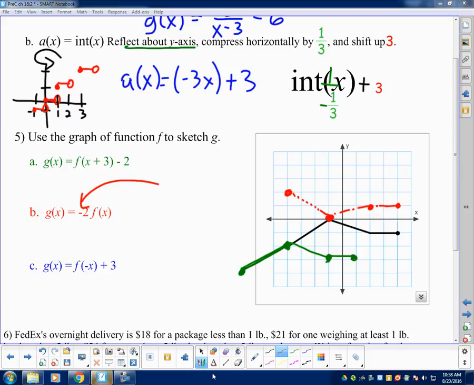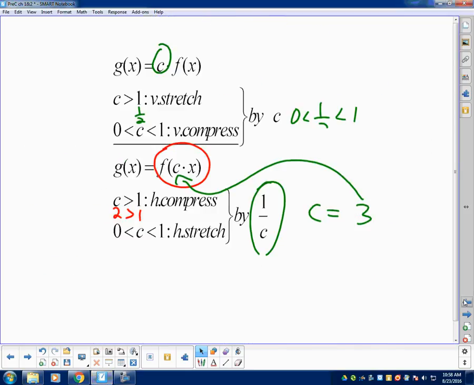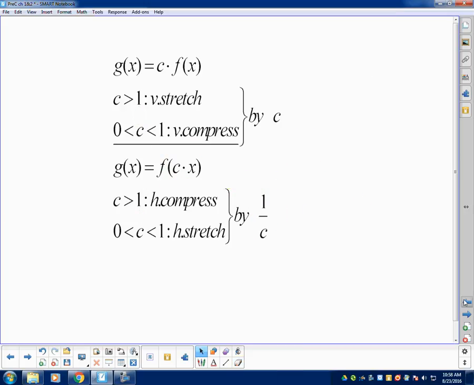That's just the reflection. Now we've got to do a compression or stretch with that -2. So actually, forget the negative there. Let's just take 2. Go back to our chart here. We have a 2 out in front, so it falls into this category over here. Let's erase all this stuff. So it's a 2 now. It says if C is greater than 1, so 2 is greater than 1, we have a vertical stretch by 2.